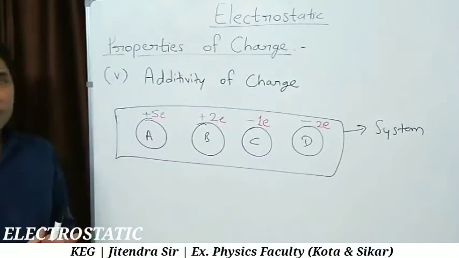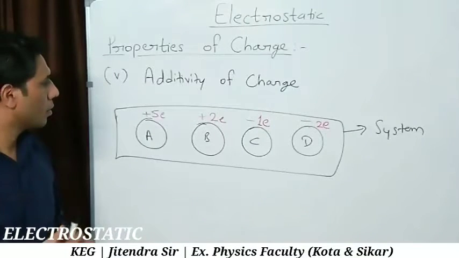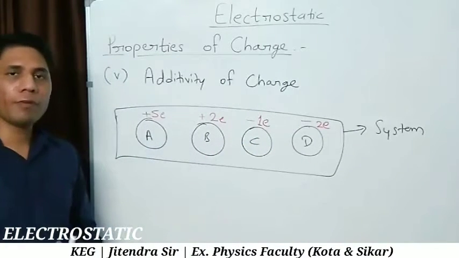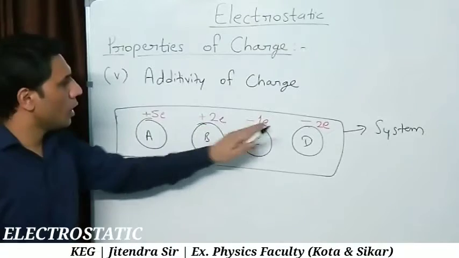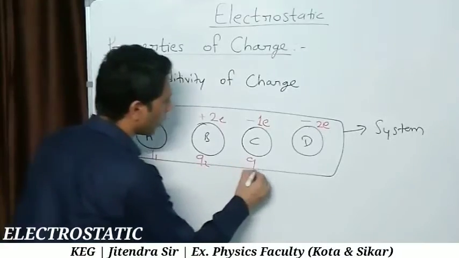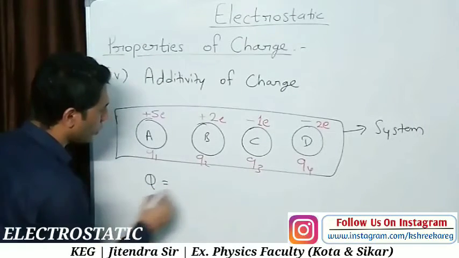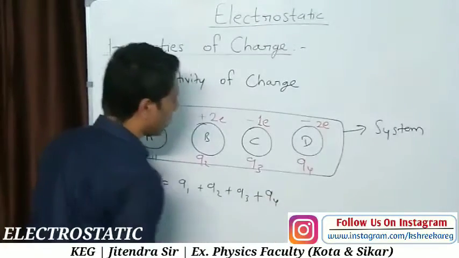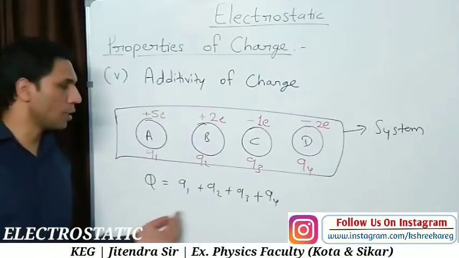If I am going to find out the total charge on the system, then we have to add these individual charges. Suppose this is a charge Q1, this is charge Q2, this is charge Q3, and this is charge Q4. Then we can write here the total charge Q is Q1 plus Q2 plus Q3 plus Q4, and this is called additivity of charges. Is it clear? Additivity of charges for the system.